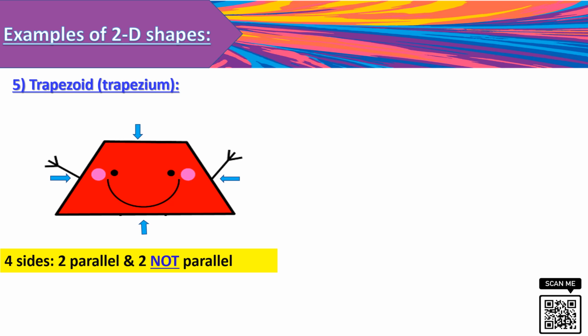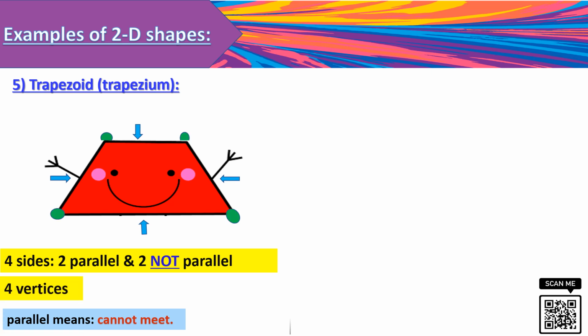What is the meaning of parallel? Parallel means they cannot meet. We have here 2 sides that cannot meet, however long they go on. If they go along, they can never meet. And we have 2 sides that, if they go along, can meet each other. So it has 2 parallel and 2 not parallel. How many vertices? 4 vertices.